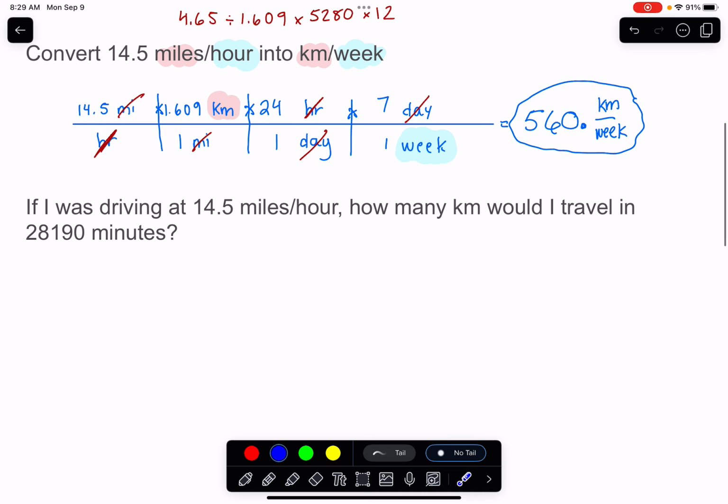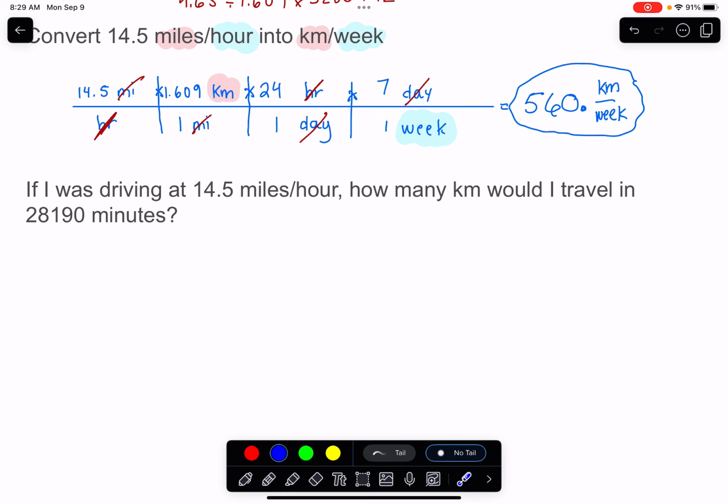Okay, next one. If I was driving at 14.5 miles per hour, how many kilometers would I travel in 28,190 minutes? All right, so the reason that this one is a little more complicated is because I'm given two numbers. I have 14.5 miles per hour, and I have 28,190 minutes. So which one of those do I start with?